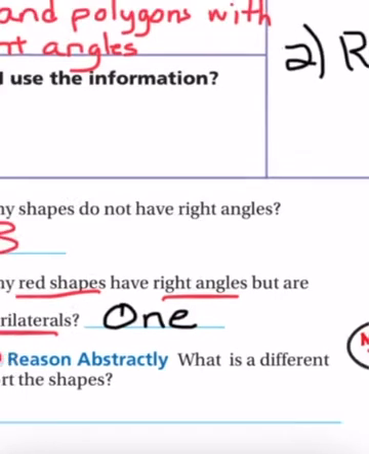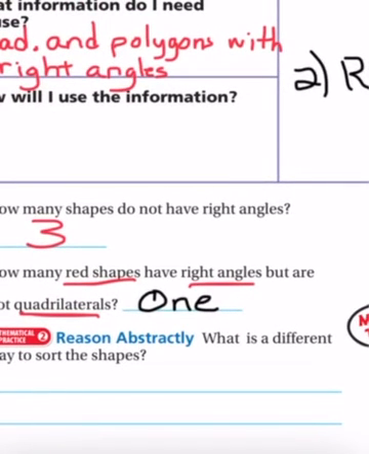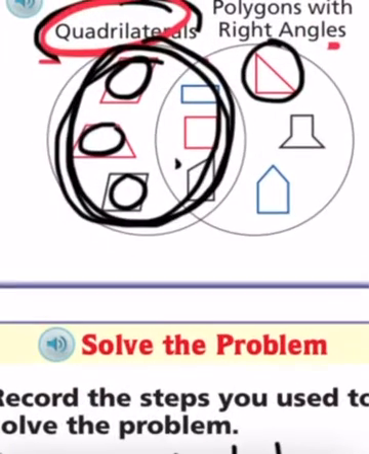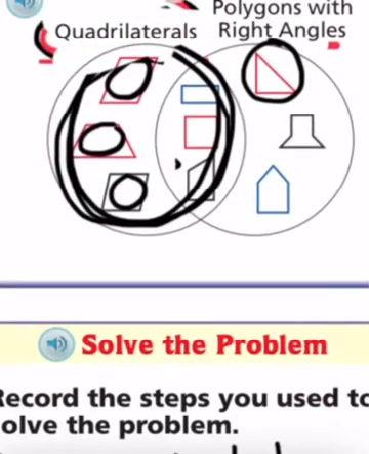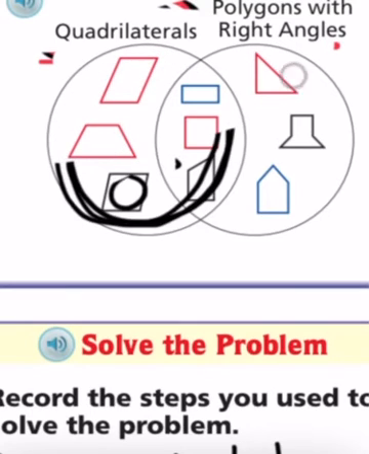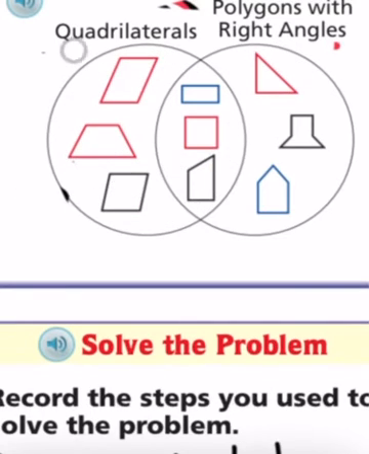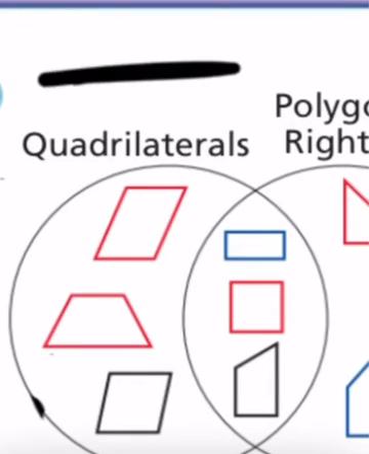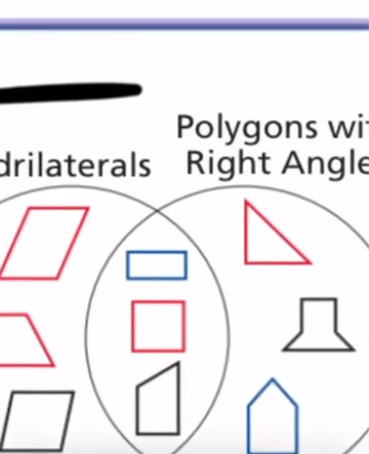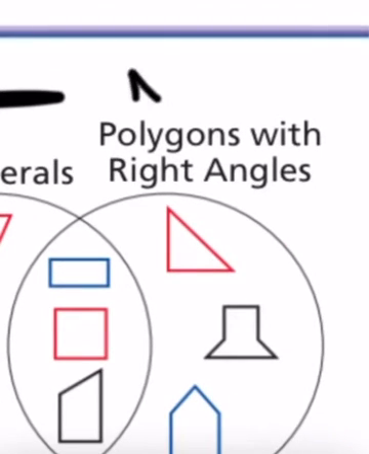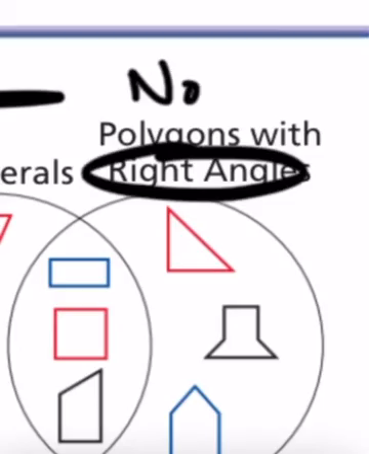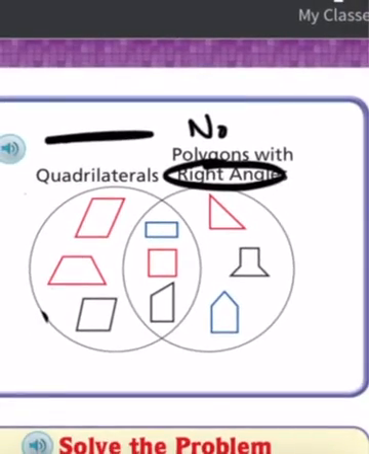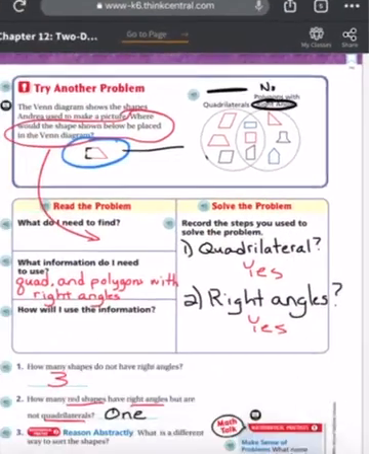All right. And what would be a different way to sort the shapes? Well, we could sort them lots of different ways. We could look at sorting them by parallel sides, and we could put parallel sides on one side over here. And on the other side, we could say no right angles, right? So we could do something like that. There are a lot of different ways to sort these shapes.